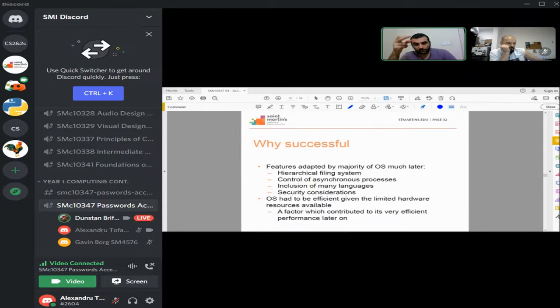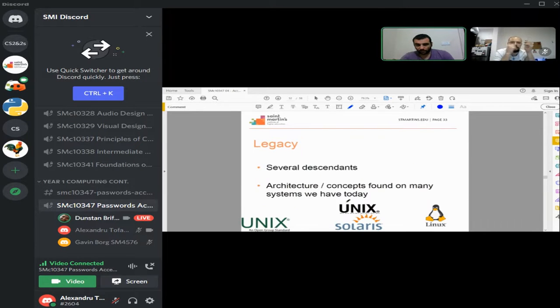Apart from that, we also have security considerations, because Unix was from day one very, very security conscious, extremely security conscious. And I will mention a few of these things. We see that there is a whole legacy of Unix.